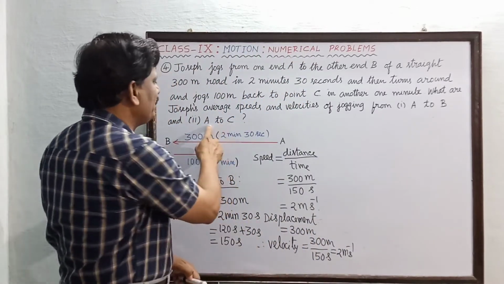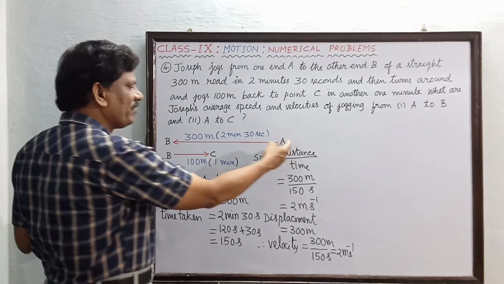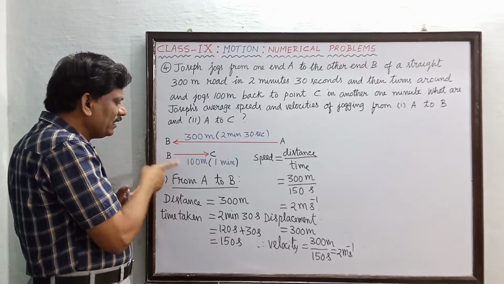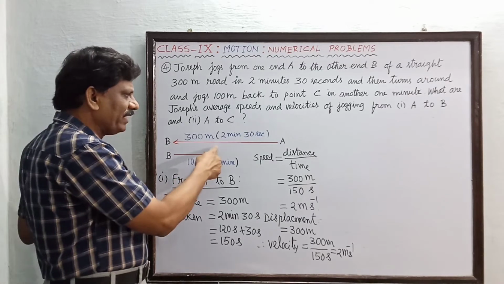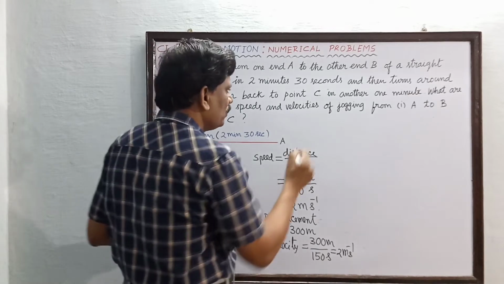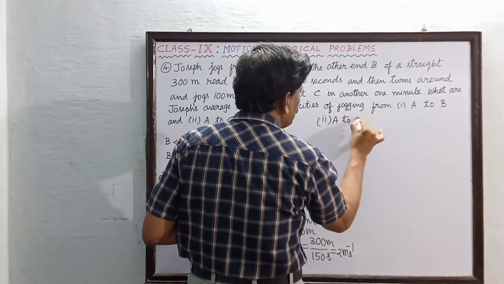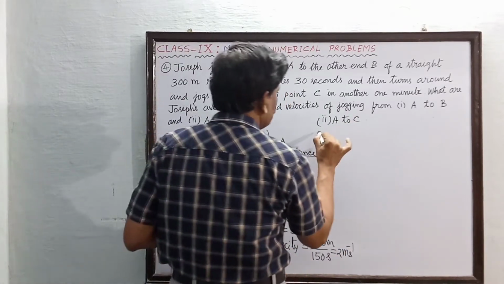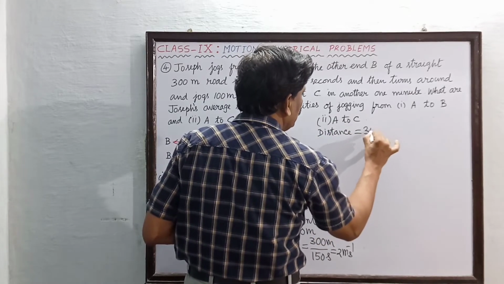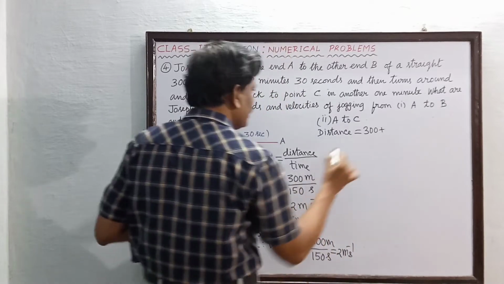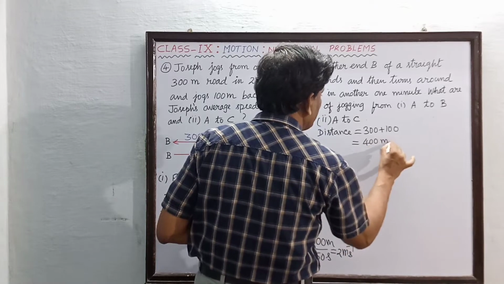Now the second part, where the initial point is A and the final point is C. So initially Joseph walks from A to B 300 meter and then he returns back to the point C through a distance of 100 meter. So the final position is C. Understand that? So now I will take the subdivision 2, that is from A to C. Now here the distance traveled is equal to 300 plus 100. So this is equal to 400 meter.